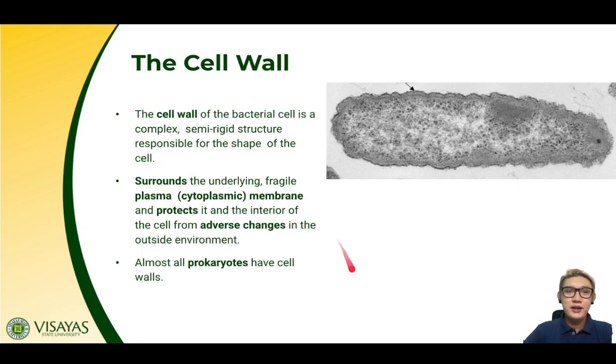So the cell wall of the bacterial cell is a complex, semi-rigid structure responsible for the shape of the cell. If you can see here, this is the electron micrograph of a representative bacterial cell, and the arrow is pointing to the cell wall of these bacteria. The cell wall surrounds the underlying fragile plasma or cytoplasmic membrane and protects the interior of the cell from adverse changes in the outside environment.